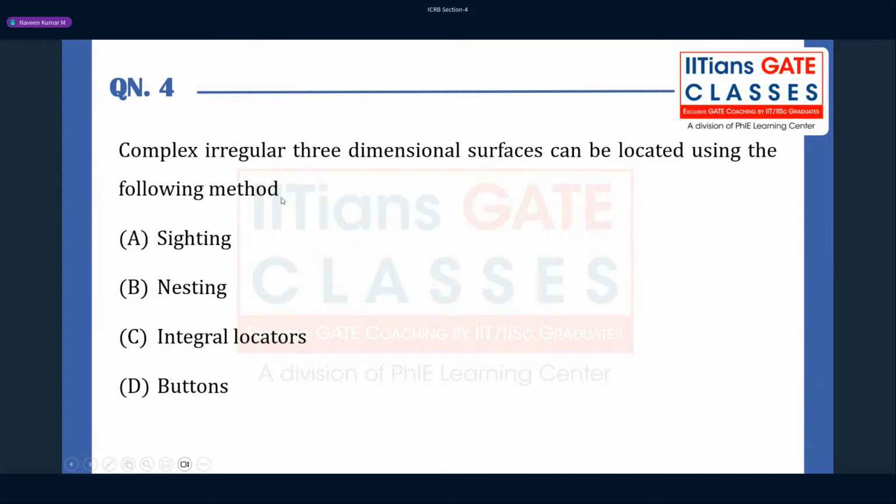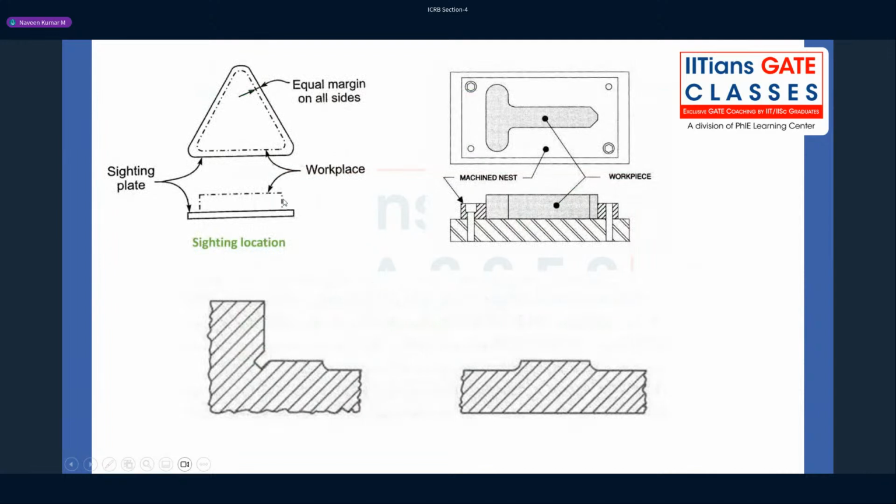Then we'll come to the question and see which is the right option. First, we'll discuss the options. Let's not read the question first. First, let us understand the options, and then we'll discuss the question. Take the right answer. First, we'll discuss what is sighting. Okay, this is sighting location. I've put the diagrams, so it will be easy for me to explain if the diagram is already present.